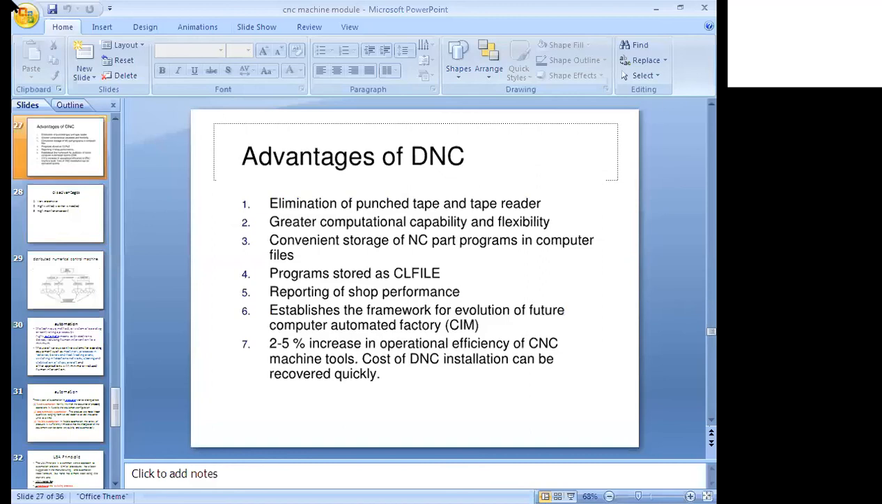I hope you understand these DNC machine advantages, the different components of the DNC machine, the block diagram, and a little bit of the theory part of the DNC machine. I hope you understand, Akshay? Okay, come to the next slide.